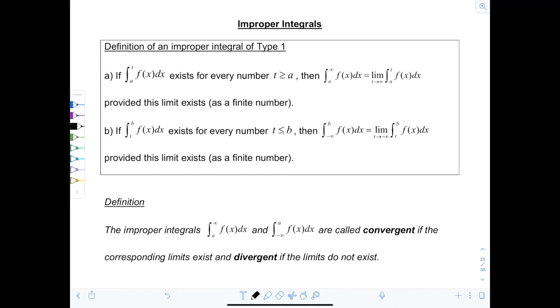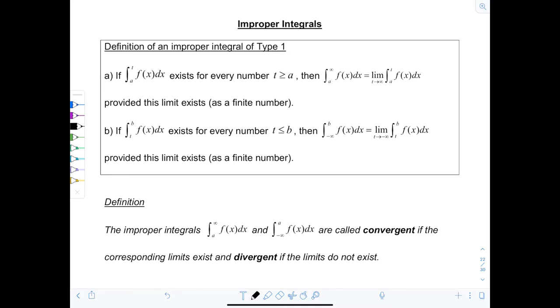Welcome to Calculus 2, video lecture number 7 on improper integrals. Now, we have two main kinds of improper integrals, so we're going to look at each type right now. Definition for the first type.